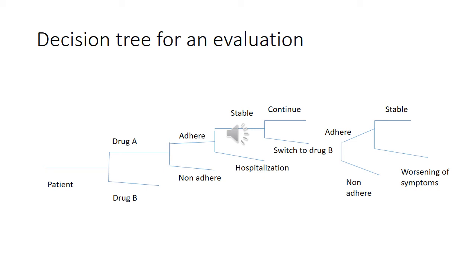So now, considering the condition to be stable, you have again two options: to continue or to switch to drug B. If you switch to drug B, again you have two options: either the patient will adhere or the patient will not adhere. If the patient adheres, again you have two options: either the condition is stable or there is worsening of the symptoms.